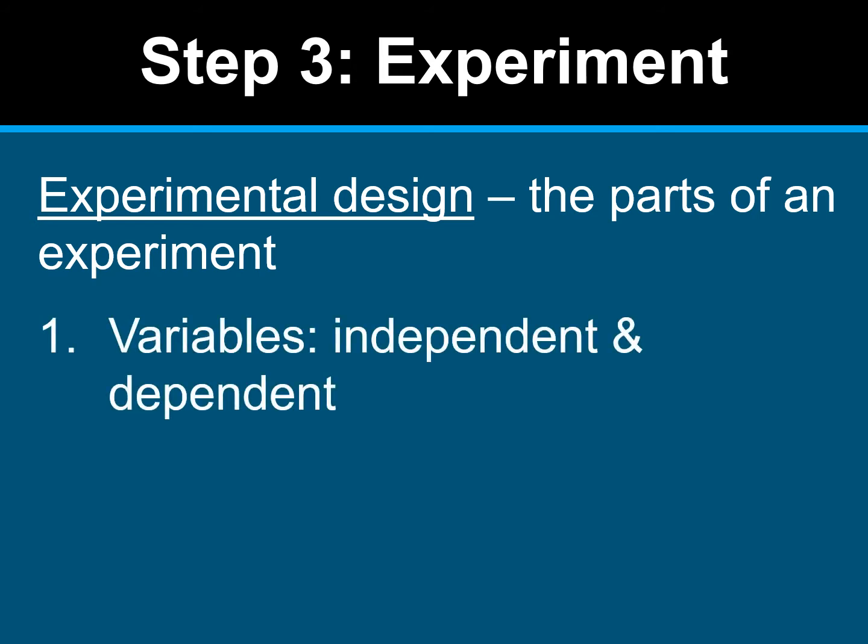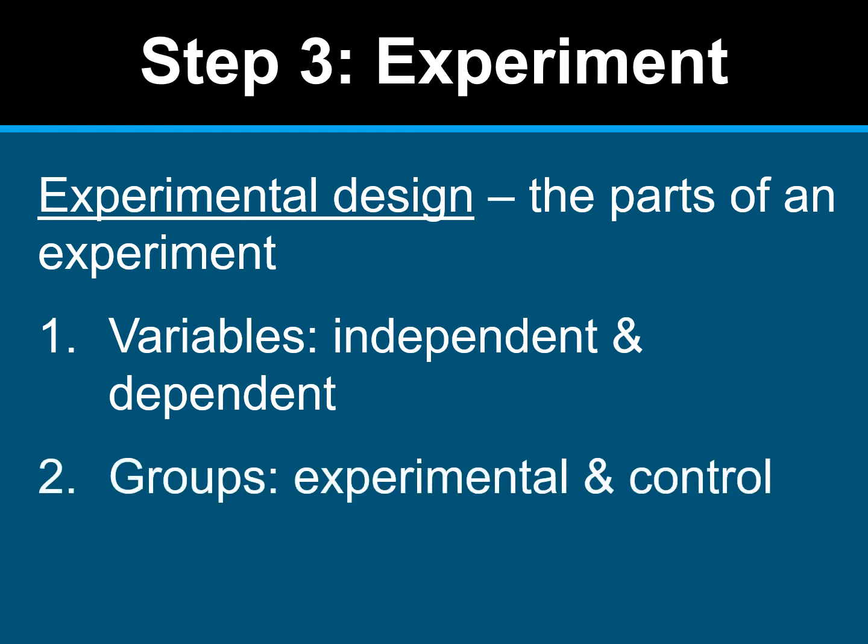First are the variables. The independent variable is the one I control. It is what you are changing or manipulating in your experiment. You can only have one independent variable per experiment. The dependent variable is what happens as a result of the independent variable. It is what happened because of what you changed. It is also what you are measuring in your experiment.